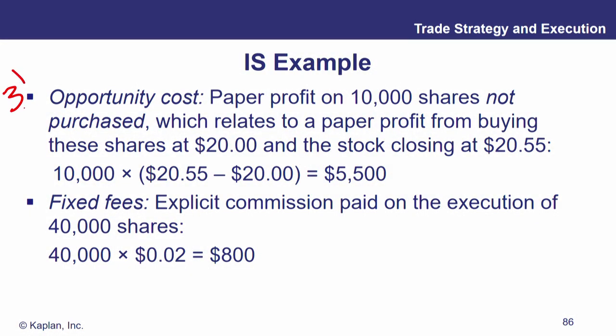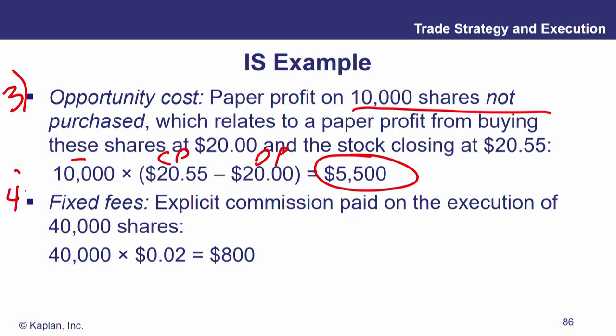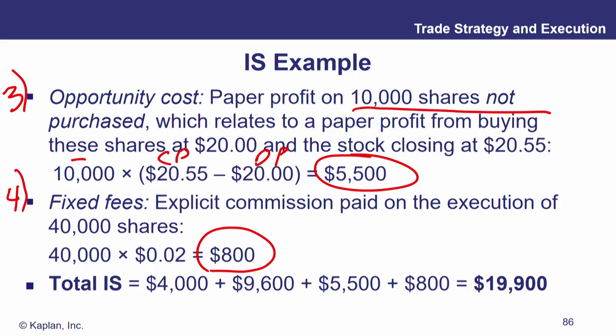Let's look at the opportunity cost. Remember, there were 10,000 shares that were not purchased. So what happened here? Well, there's 10,000 shares. The market closed at $20.55. The decision price was $20. So unfortunately, those 10,000 shares not trading, we lost $5,500. Okay, and then finally, our fixed fees, 40,000 shares traded at 2 cents a share commission, $800. Okay, so add it up. We already knew they had to sum to $19,900. There's no reason to get this wrong.